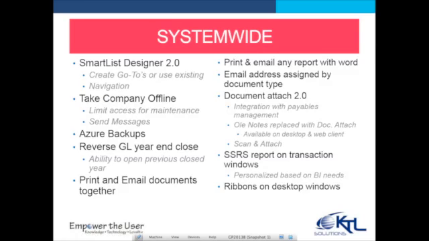So some of the system-wide capabilities that we had in here is you have SmartList Designer 2.0. So now we can create go-tos or use existing navigation capabilities. When you want to do maintenance, an option to take a company offline and then be able to send a message through Great Plains to pop up in the Great Plains session that, hey, I need to take the system offline, log out of the system. Instead of sending a company-wide email or figuring it out, it will just automatically pop out.